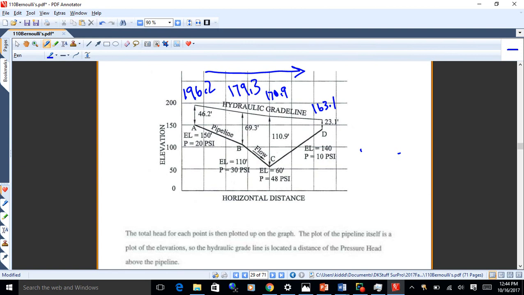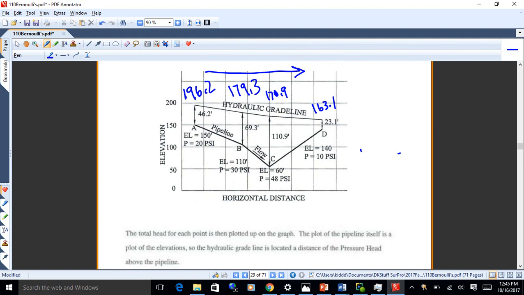Yeah, it could be. Depends on how deep the pipeline's buried. But, yeah, it could. I don't know if I want to be burying a pipeline 60 feet. I'd need a pretty long arm on the back.